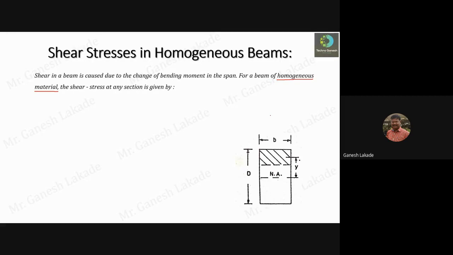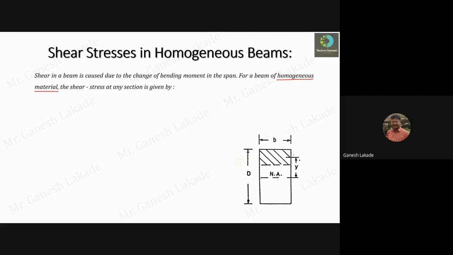Homogeneous means, if you construct the beam of plain cement concrete only, then we call that particular material a homogeneous material. But if we put steel in that, then that will be called a composite material, because we have used concrete as well as steel in a single section. So that is called a composite section.